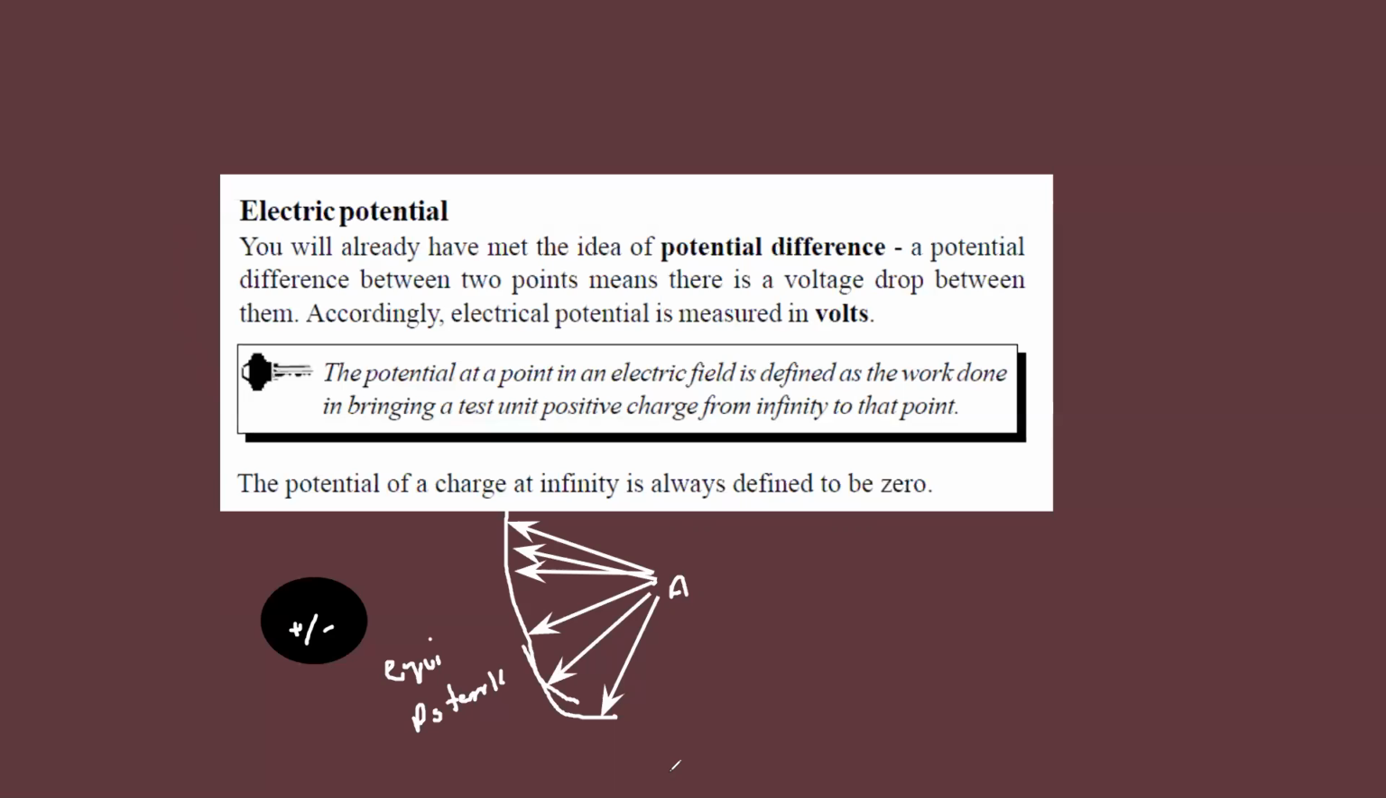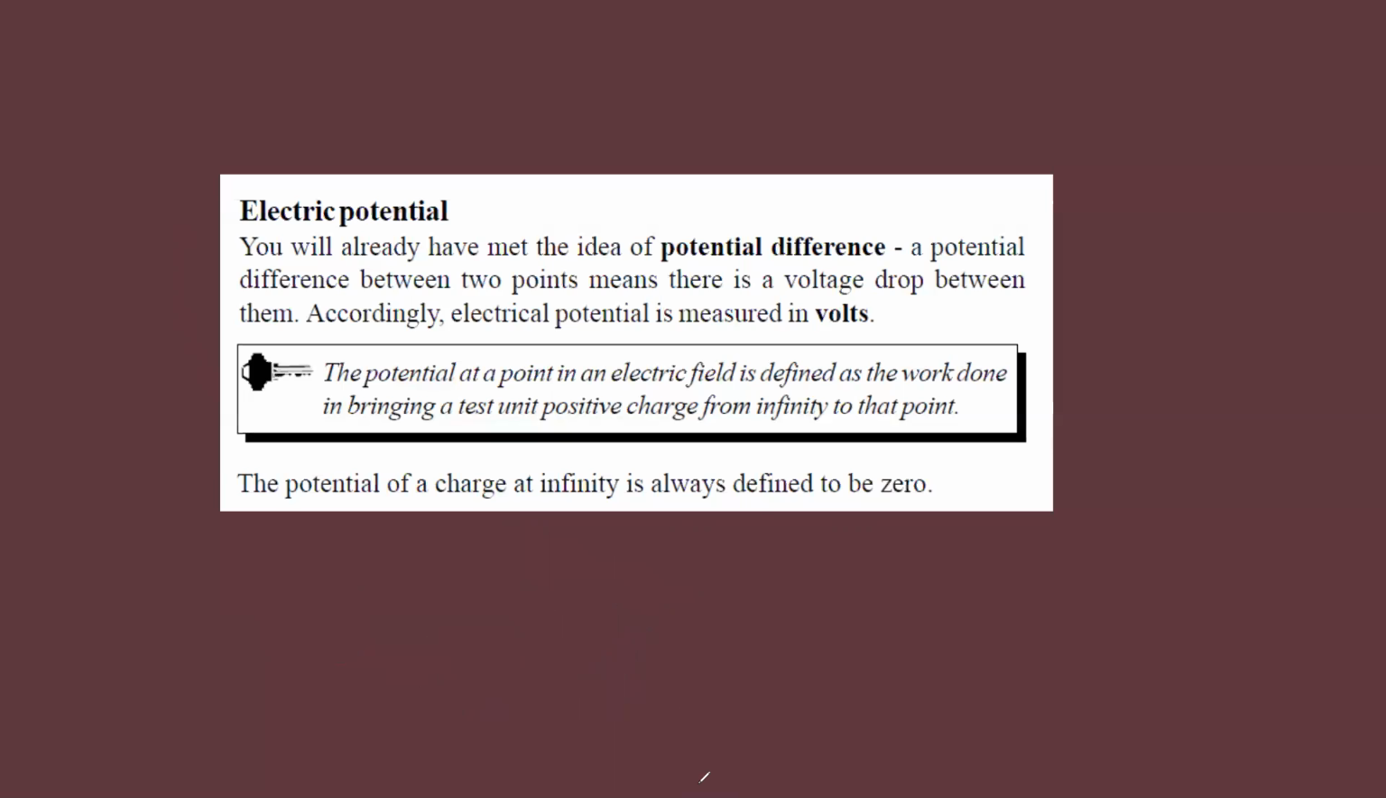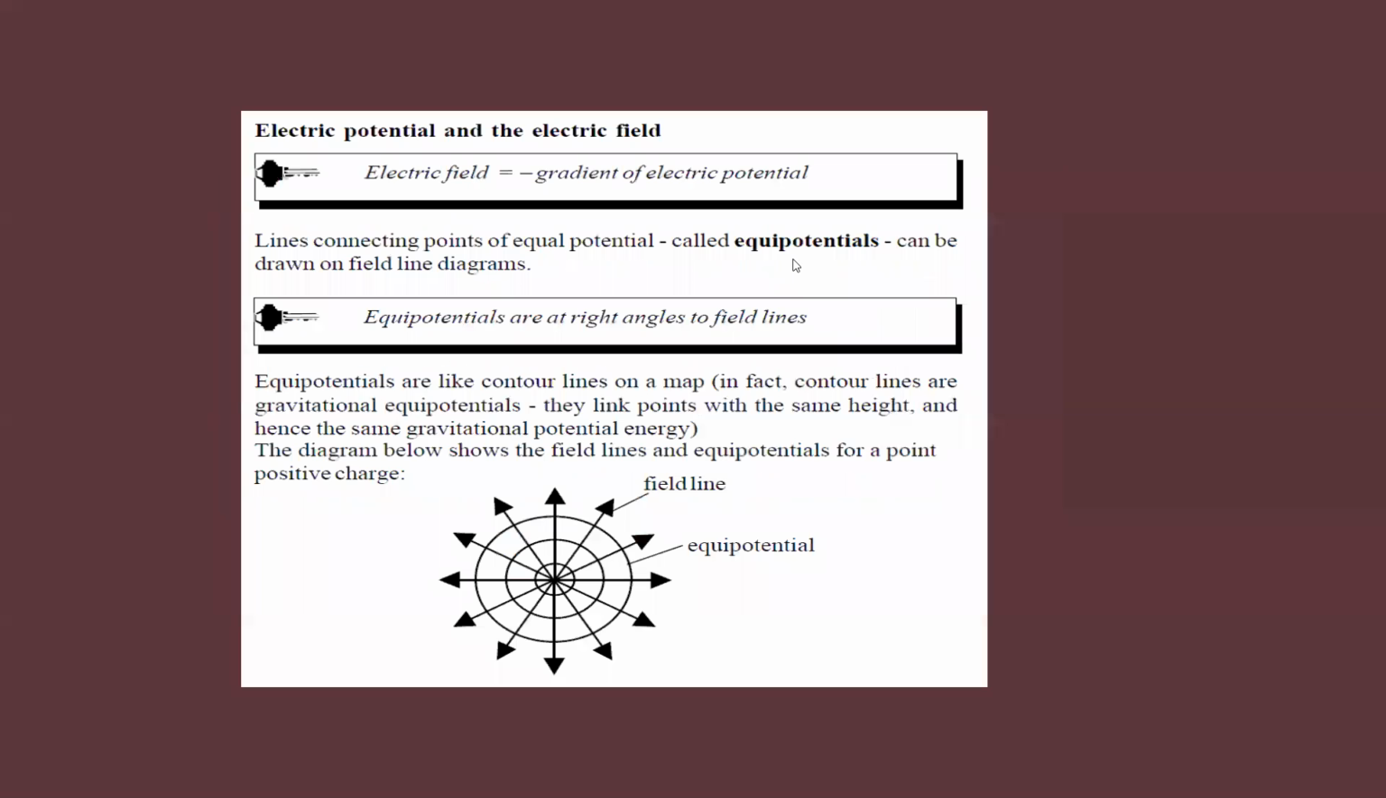Is it clear? Yes. Copy electric potential. Then on the next slide you will find the equipotential surface as well. So here you can see the equipotential and the electric field.